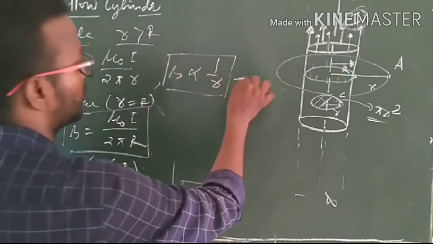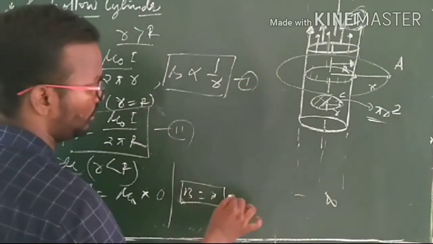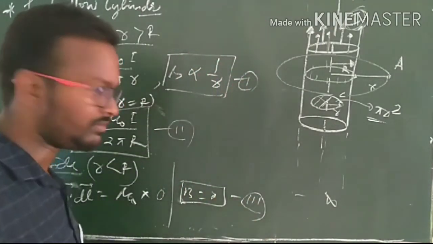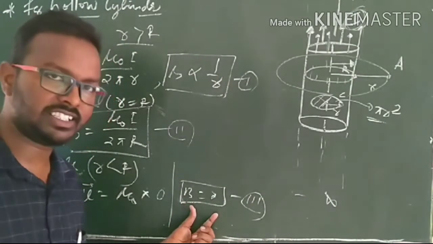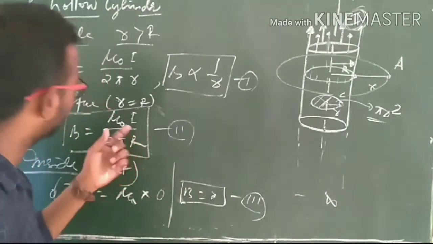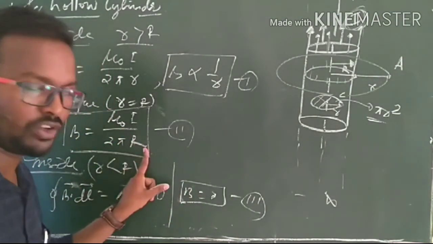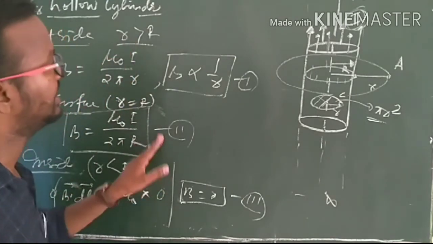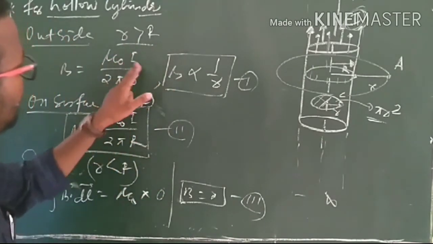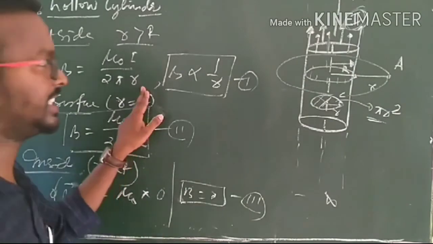Here there are 3 points: point 1, point 2 and point 3. Inside the hollow cylinder, the magnetic field strength is 0, but at an outside point it is mu naught I by 2 pi r, which is equal to that of the solid cylinder. On the surface, it is also mu naught I by 2 pi R, equal to the solid cylinder.